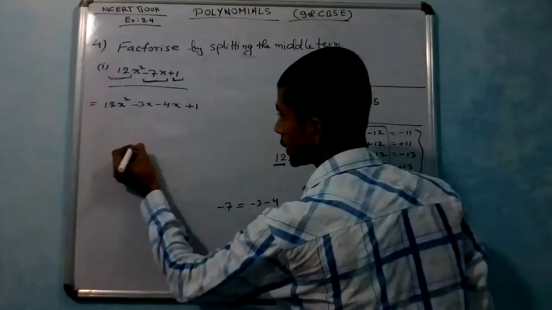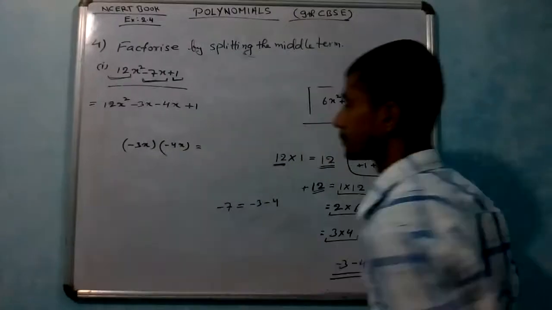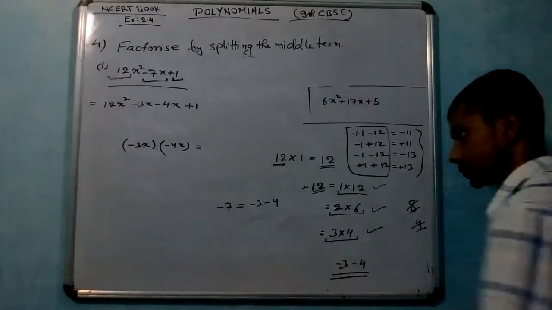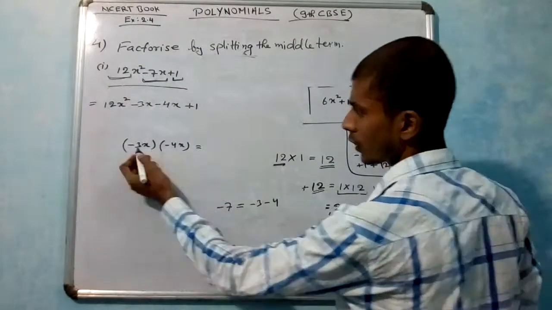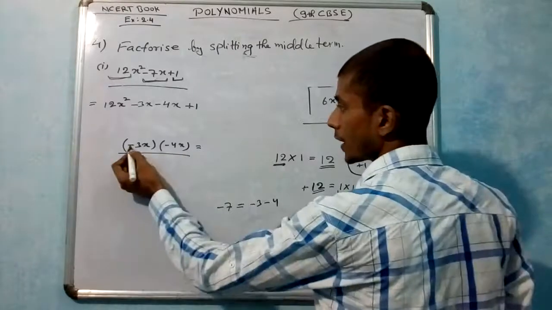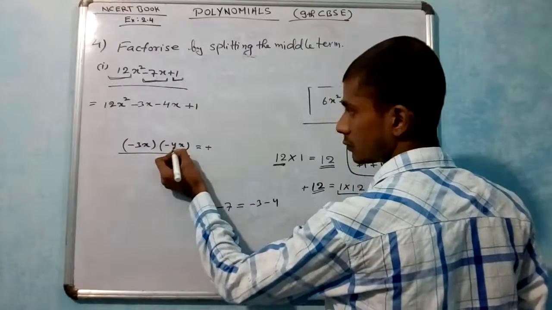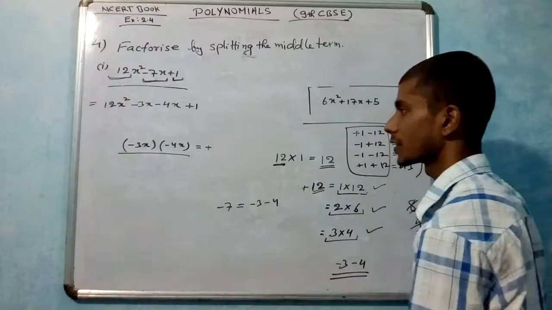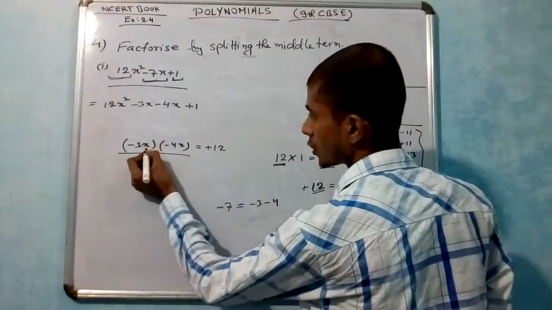See here, minus 3x into minus 4x. How much will it be? Tell me. Multiply. You can see the sign, no? What is the symbol? Not addition or subtraction, man. Multiplication, no? Minus into minus, how much? Plus. 3 into 4? 12. And x into x?